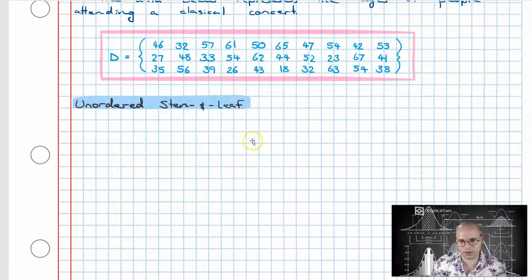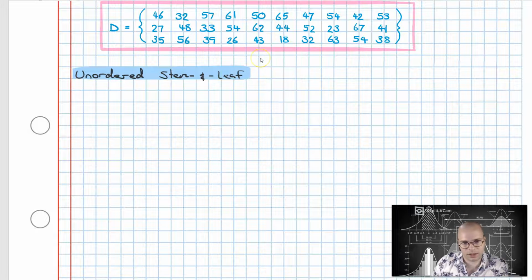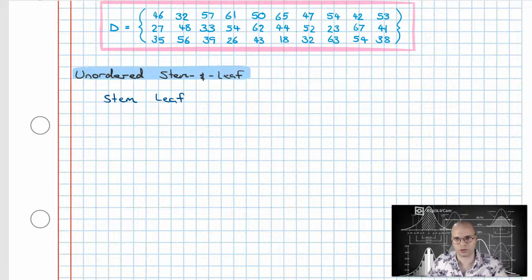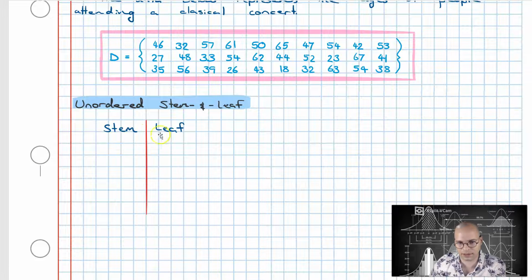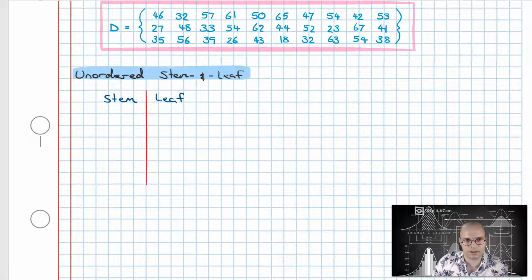Now, the first sort of stem and leaf plot we're going to draw is something called an unordered stem and leaf plot. It's called unordered because the numbers on the actual plot itself are not going to be in order, as can be seen with the unorderedness of the data in this set here. The first step for drawing a stem and leaf plot: we first write the word stem, and then we write the word leaf. After that, we get a ruler and rule a straight line that separates the stem from the leaf.